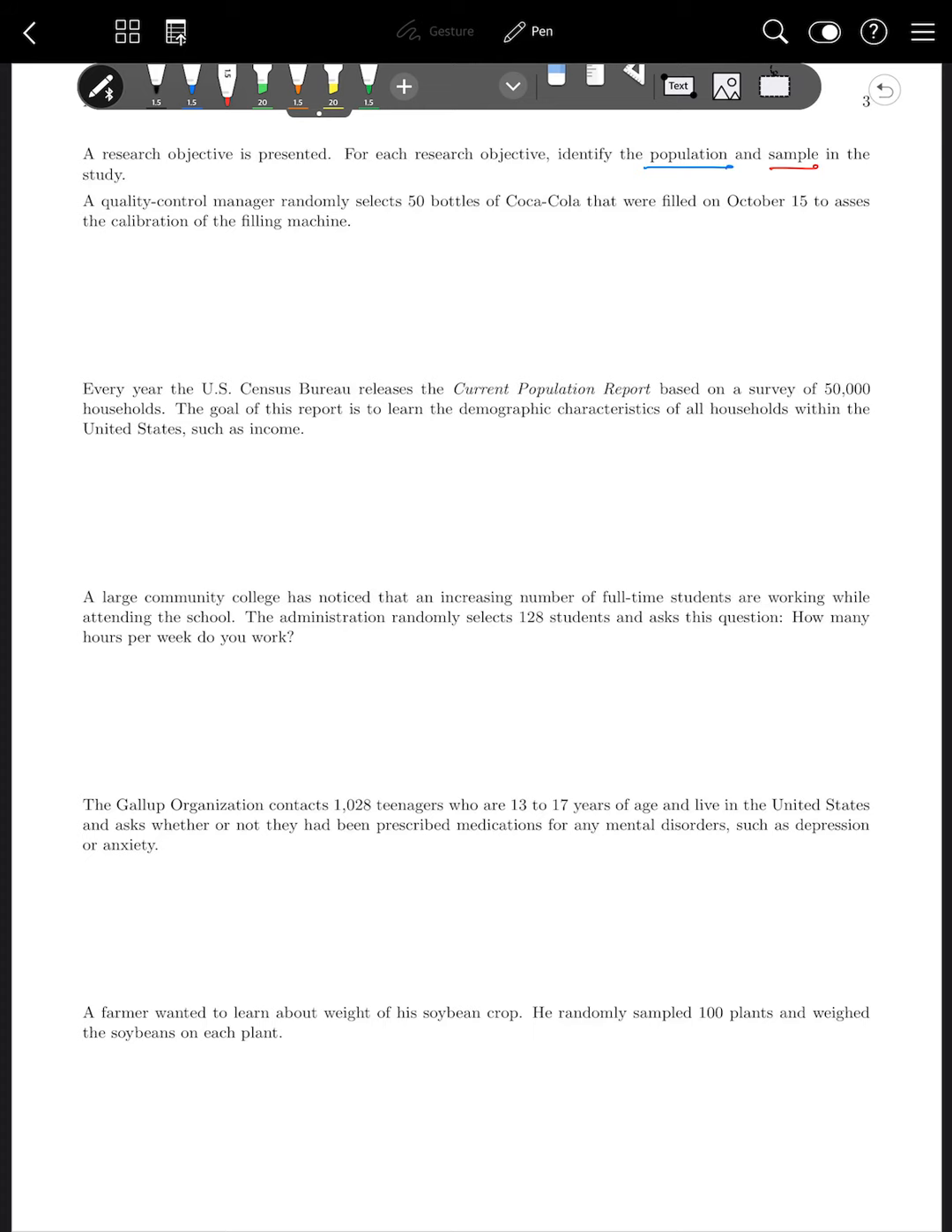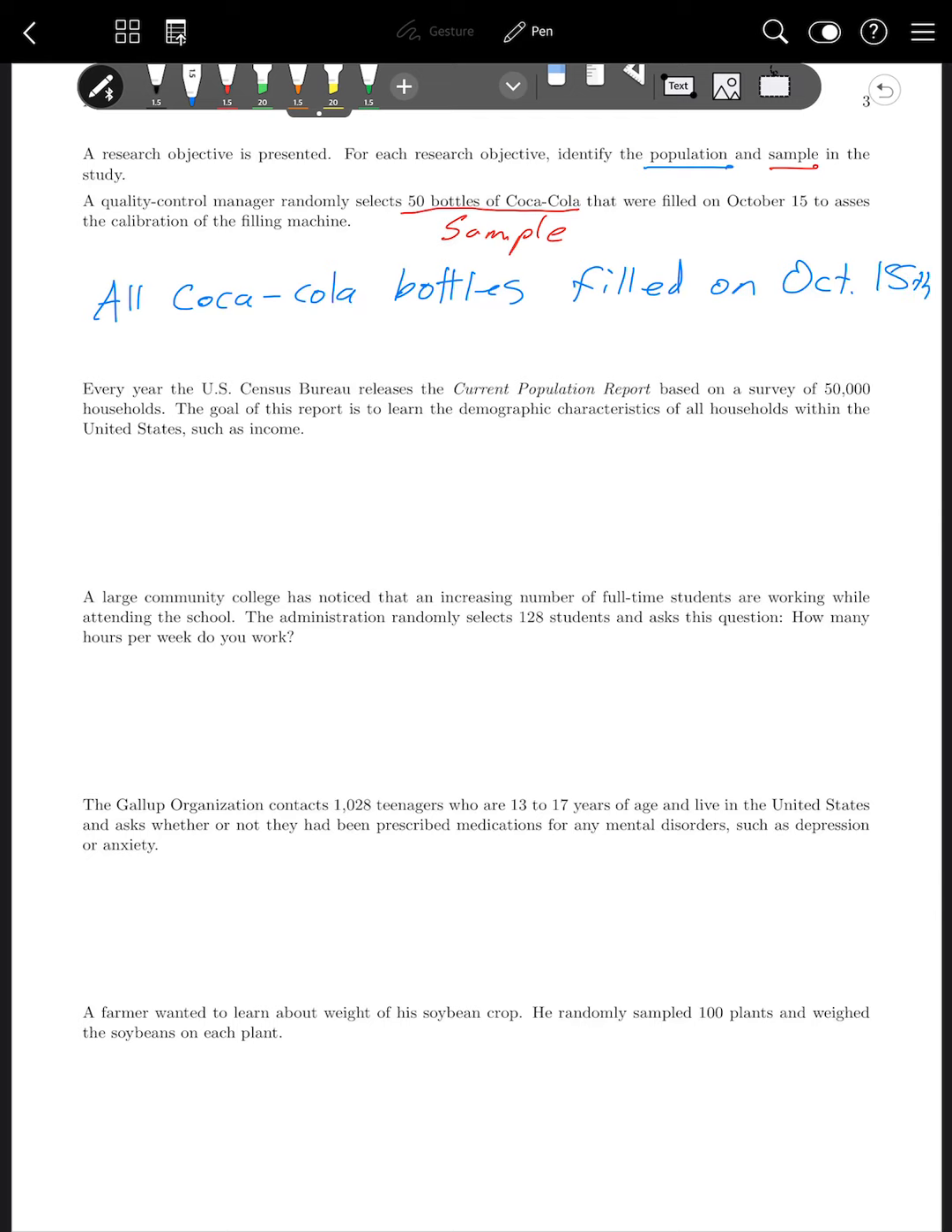So a quality control manager randomly selects 50 bottles of Coca-Cola that were filled on October 15th to assess the calibration of the filling machine. So in this case, the sample is pretty straightforward here. It's the 50 bottles of Coca-Cola that he randomly selected. So that would be our sample. So then the question is, well, what's the population? Well, the population is all Coca-Cola bottles filled on October 15th.